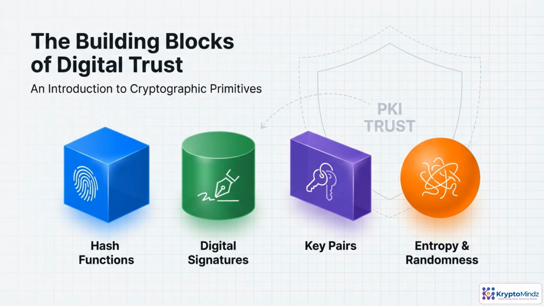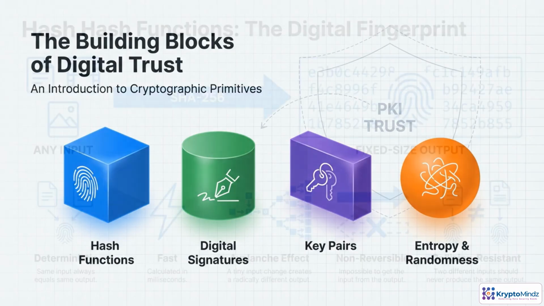In this module, we'll explore 4 core primitives: hash functions, digital signatures, key pairs, entropy, and randomness. These 4 building blocks are the foundation of everything in PKI. If you understand these, you understand the mathematics underlying certificate authorities, trust chains, and modern security.